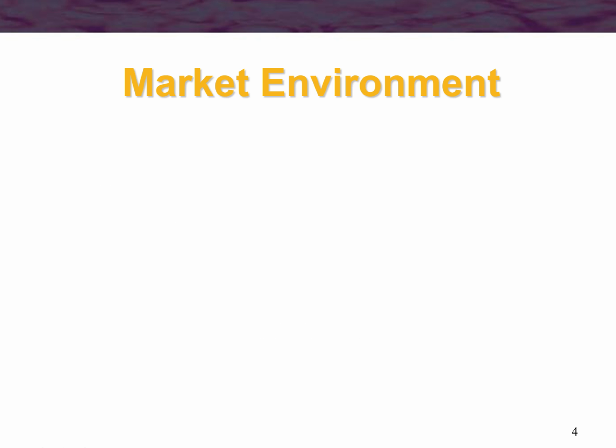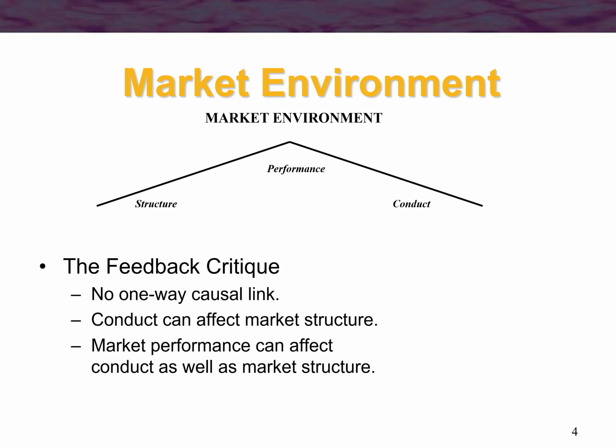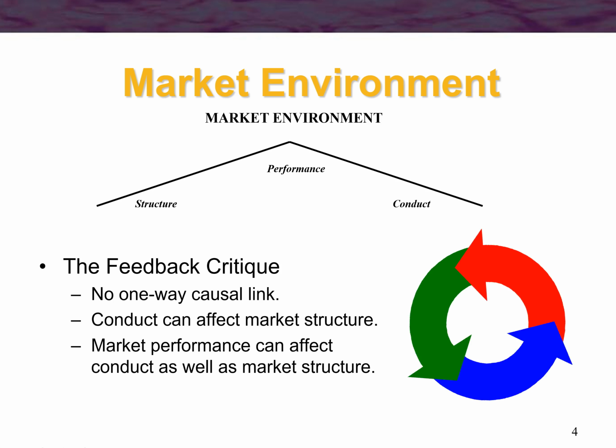And the SCP model basically tells you that when one element changes, this creates a feedback loop. In other words, it affects another element, which affects another element. In other words, you cannot change one portion of the market environment without changing the others. So this basically is kind of a circular nature to this whole approach.